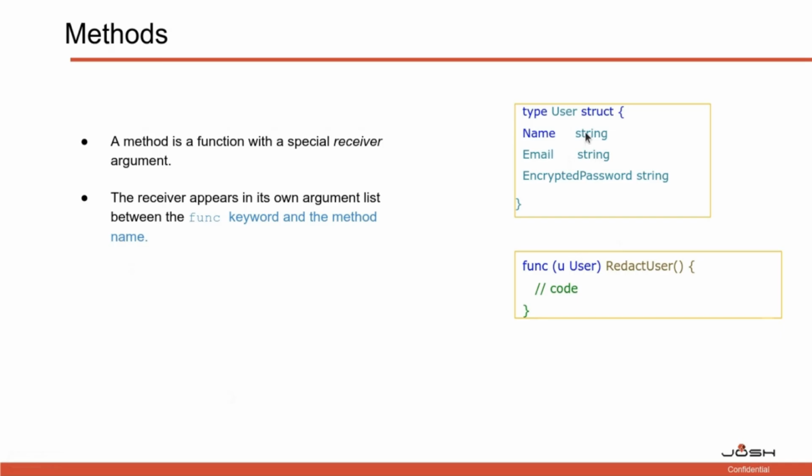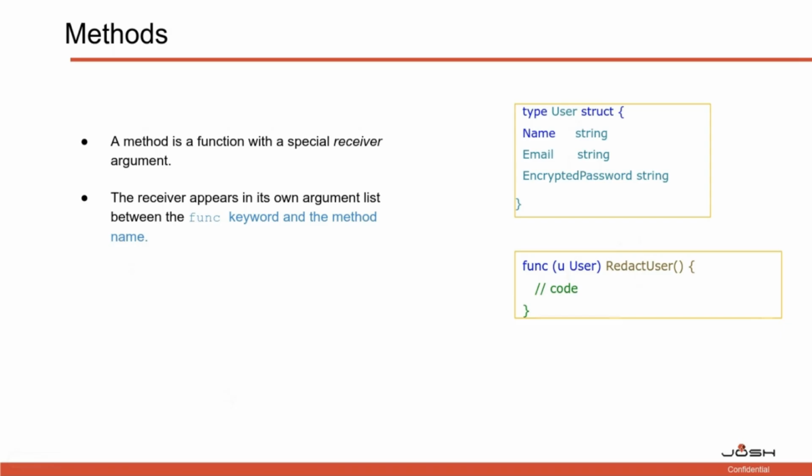As you see behind me, we have a user struct and then a redact user function. If you see the syntax, we have a func keyword, and then between the func keyword and the function name, we have declared the receiver. This is called the receiver. We mention the type, so basically the user type is implementing this function. If I create a user object, let's say u, I can call this function using that object: u dot redact user. That is how we can call methods on an object.